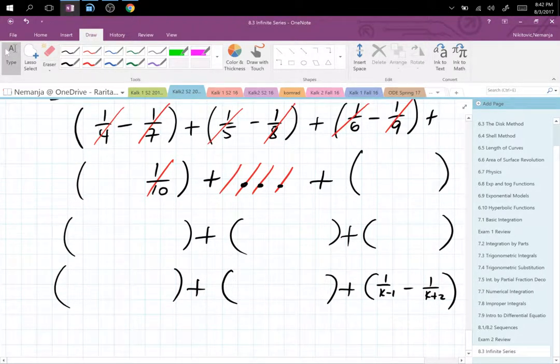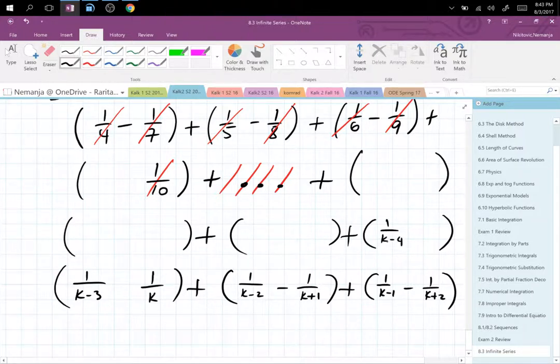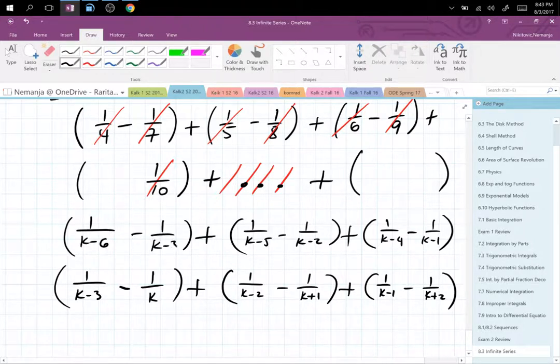And now go backwards and fill all of the parentheses by subtracting 1 from K. So 1 over K minus 2 minus 1 over K plus 1. 1 over K minus 3 minus 1 over K. Next one. 1 over K minus 4 minus 1 over K minus 1. 1 over K minus 5 minus 1 over K minus 2. 1 over K minus 6 minus 1 over K minus 3. 1 over K minus 7 minus 1 over K minus 4. So minus 1 on every K going backwards, and now go cancel.